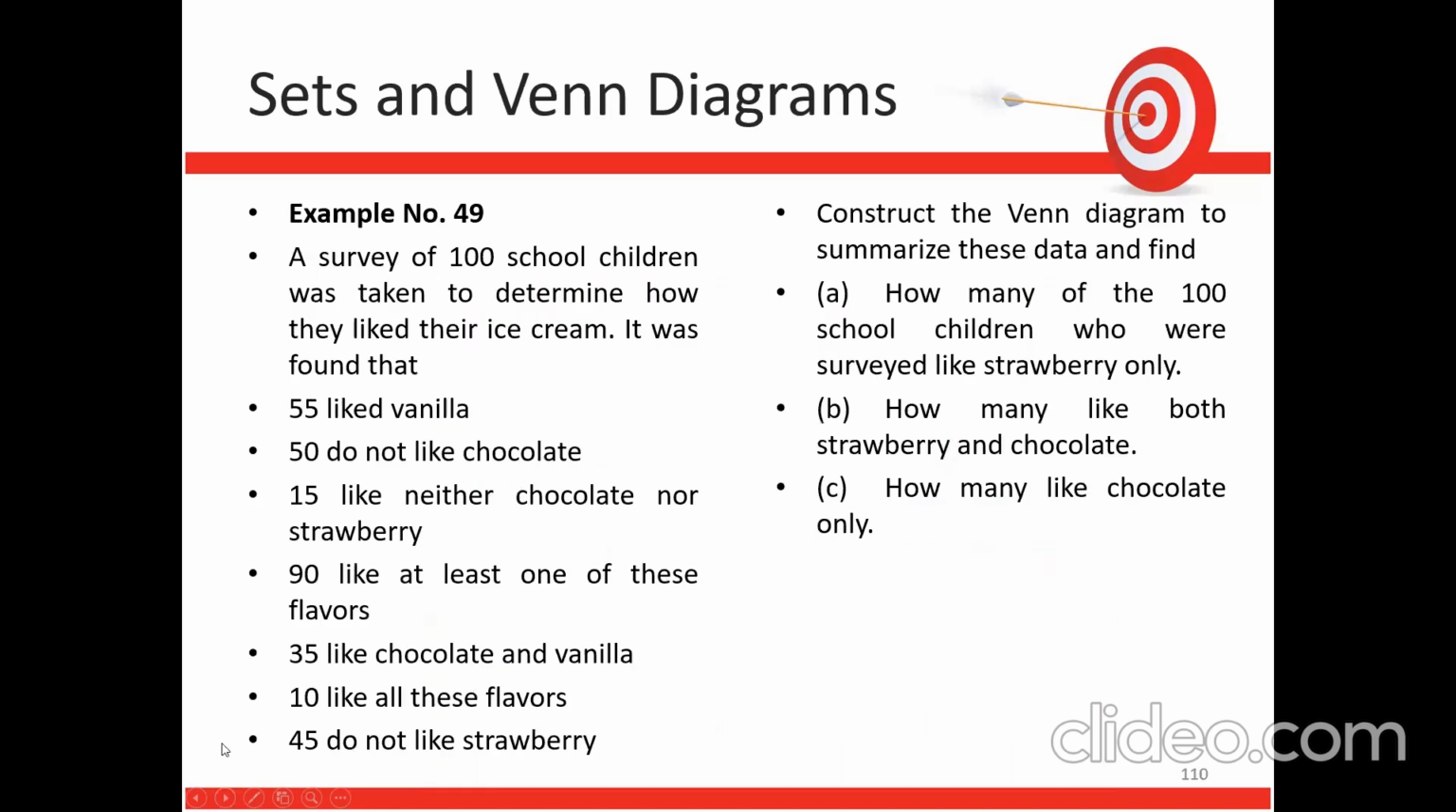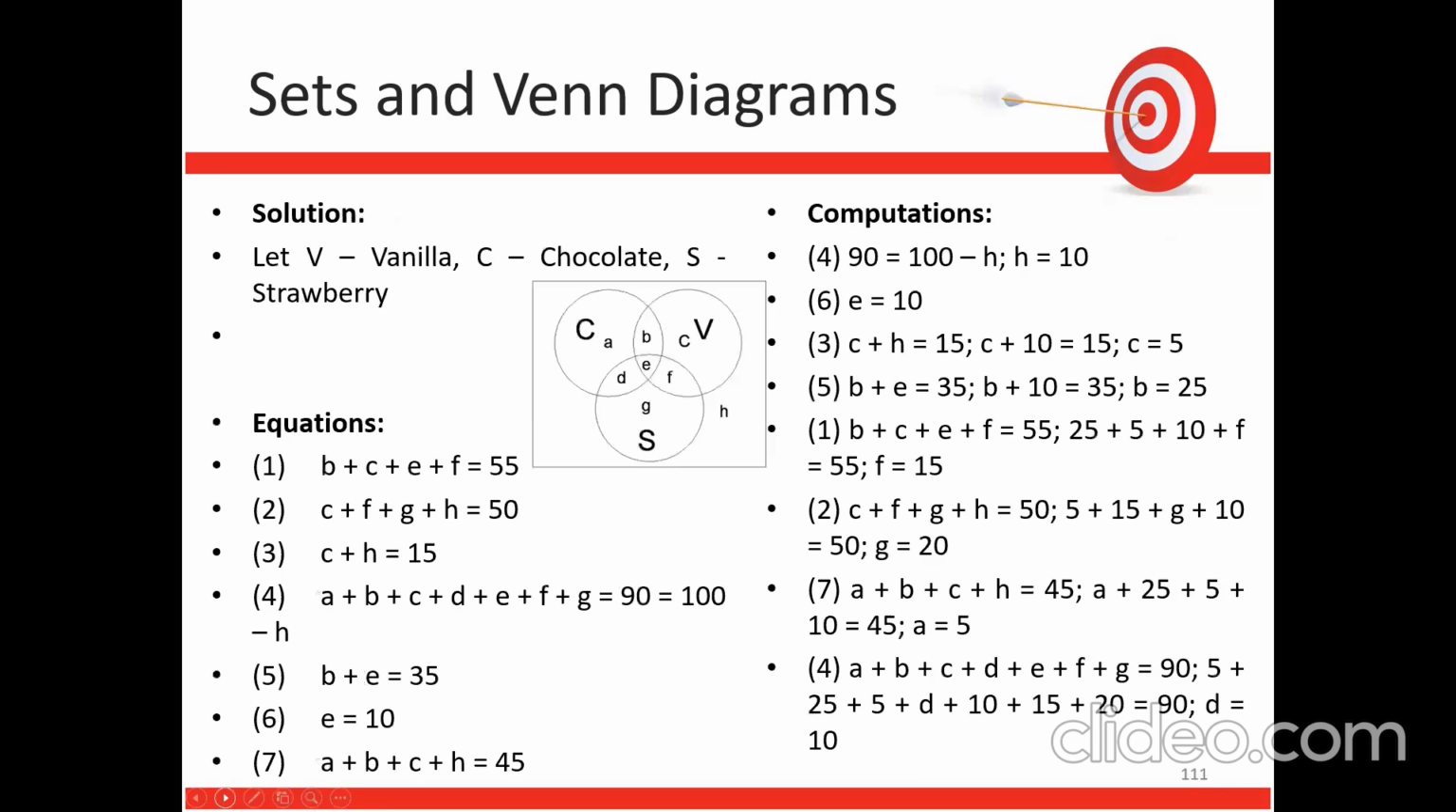So example number 49. A survey of 100 school children was taken to determine how they like their ice cream. It was found that 55 like vanilla, 50 do not like chocolate, 15 like neither chocolate nor strawberry, 90 like at least one of these flavors, 35 like chocolate and vanilla, 10 like all flavors, 45 do not like strawberry. Then construct the Venn diagram to summarize this data and find A. How many of the 100 school children who were surveyed like strawberry only? B. How many like both strawberry and chocolate? Both, hiwalay. C. How many like chocolate only? Okay.